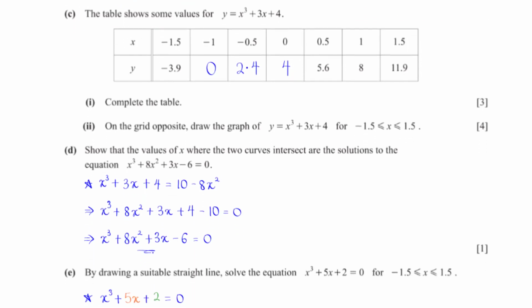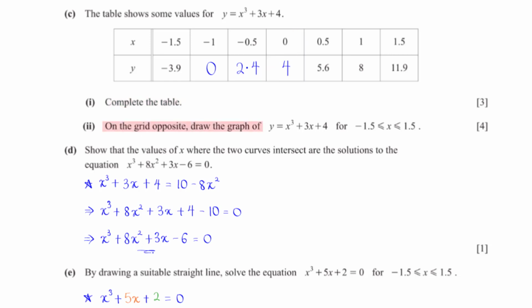The table shows some values for y equals x cubed plus 3x plus 4. Complete the table. When we plug in x equals negative 1 into the equation, we have y equals 0. For x equals negative 0.5, we have y equals 2.4. And for x equals 0, we have y equals 4.